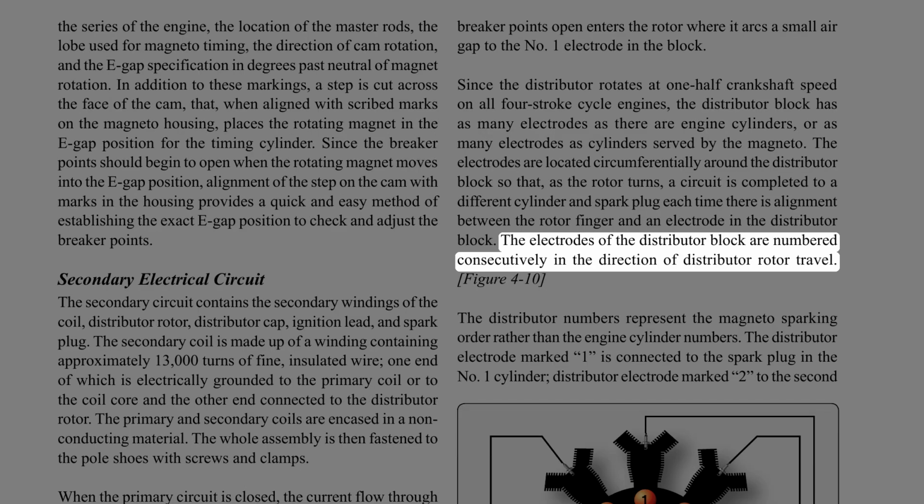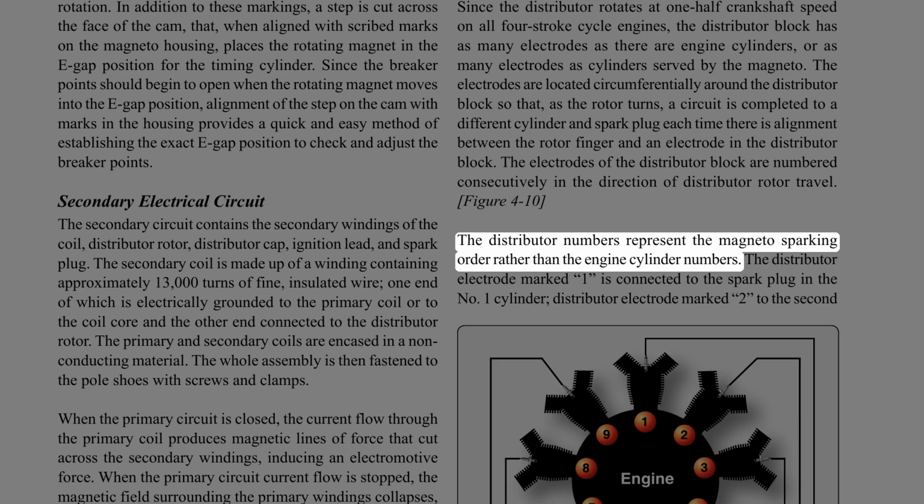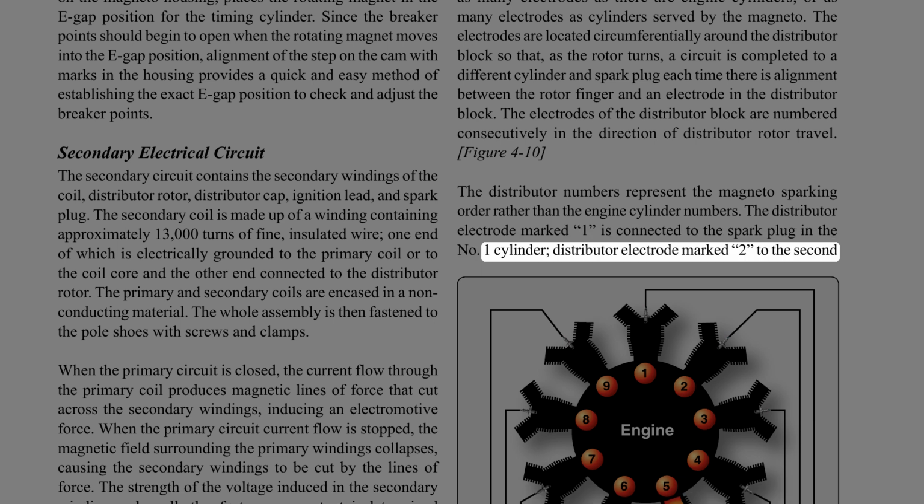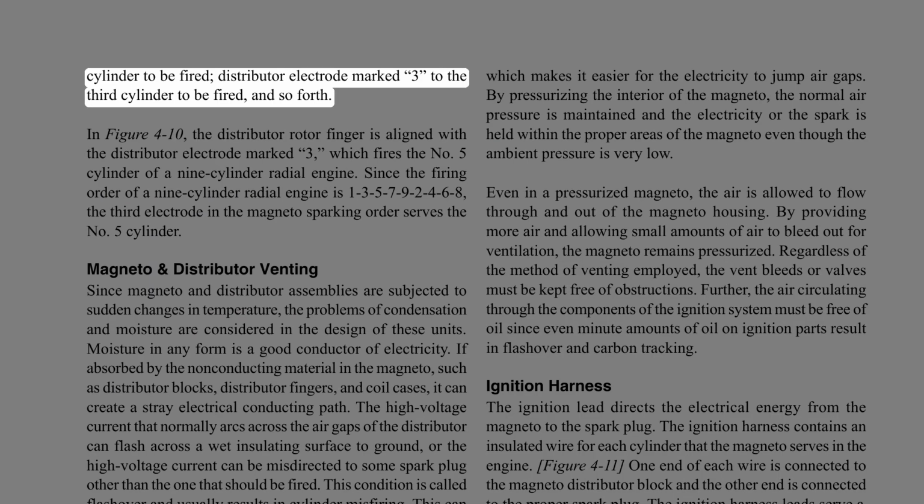The electrodes of the distributor block are numbered consecutively in the direction of distributor rotor travel. The distributor numbers represent the magneto sparking order rather than the engine cylinder numbers. The distributor electrode marked 1 is connected to the spark plug in the number 1 cylinder, distributor electrode marked 2 to the second cylinder to be fired, distributor electrode marked 3 to the third cylinder to be fired, and so forth.